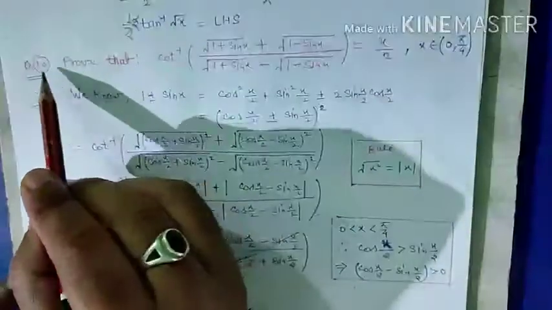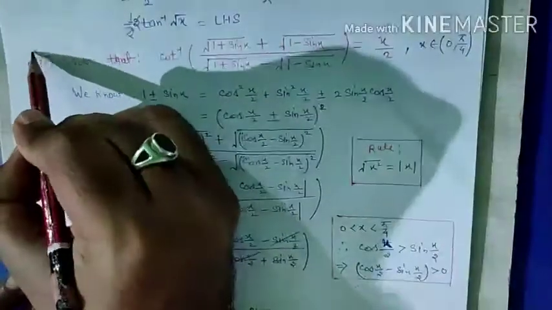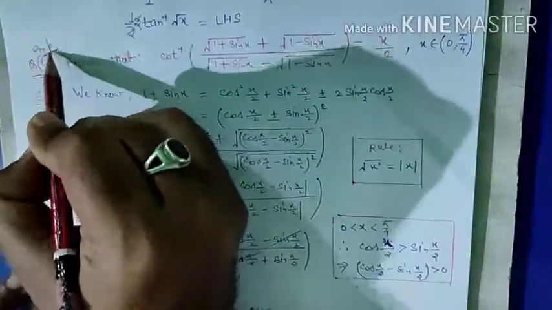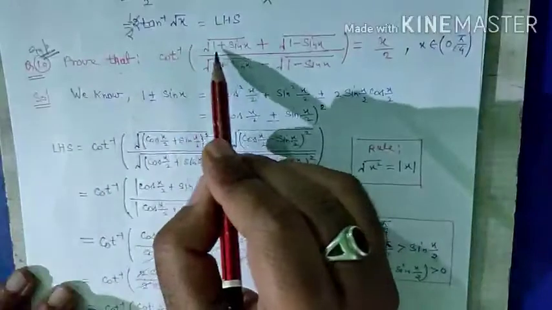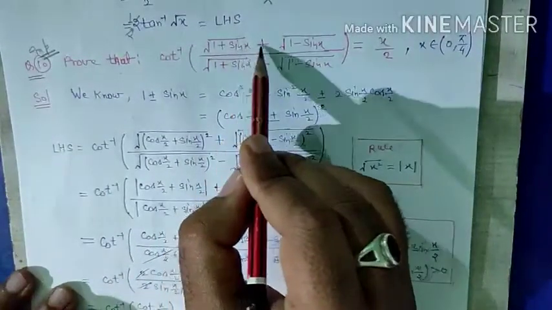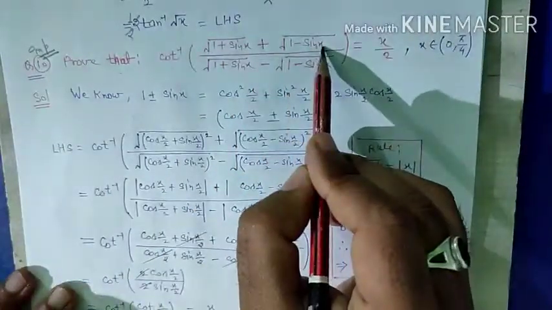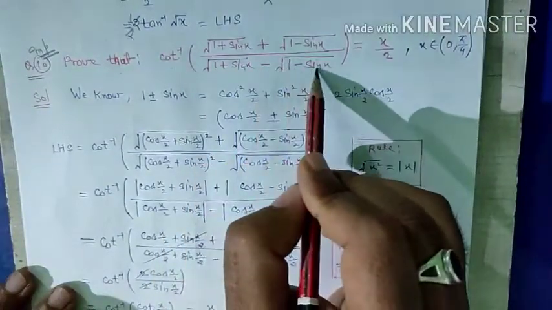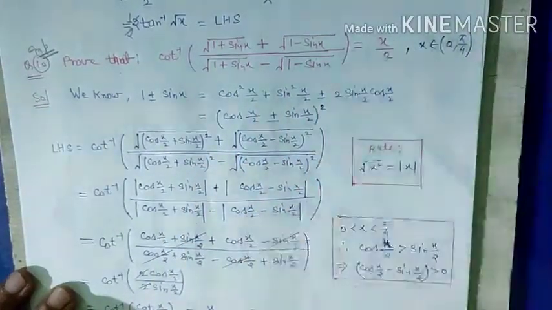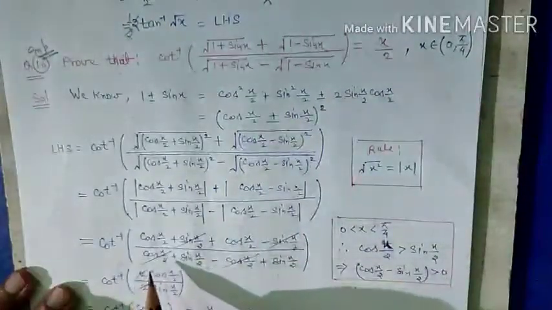This is a very important question, question number 10, which we are going to start. Prove that cot inverse of root 1 plus sin x plus root 1 minus sin x upon root 1 plus sin x minus root 1 minus sin x is equal to x by 2, which we have to prove.